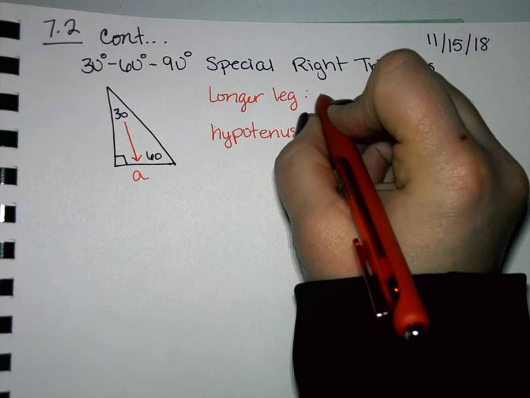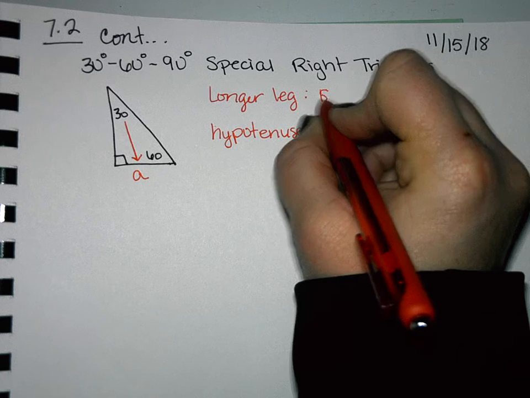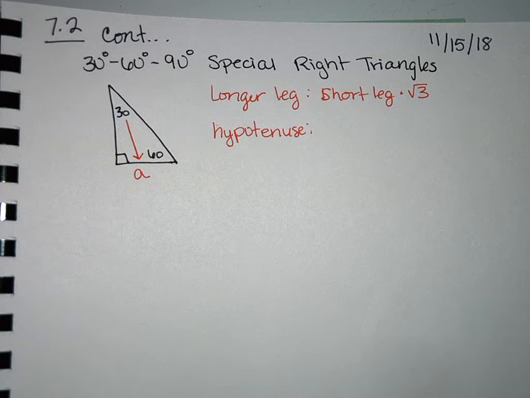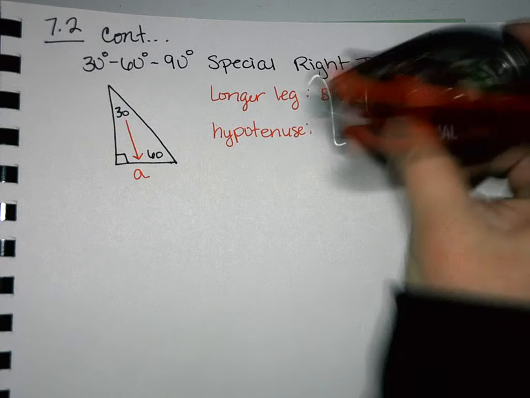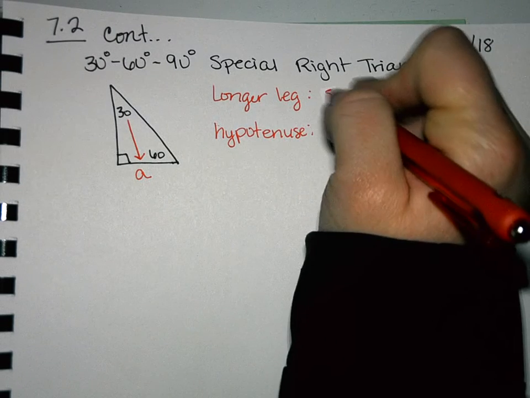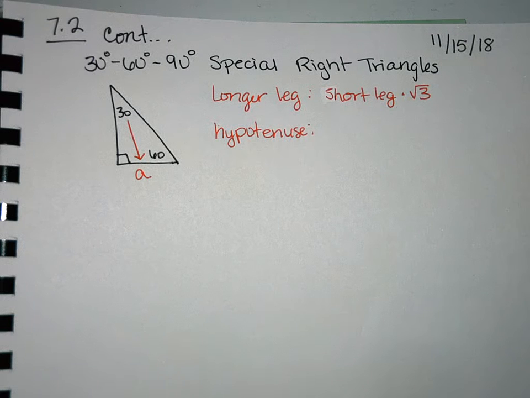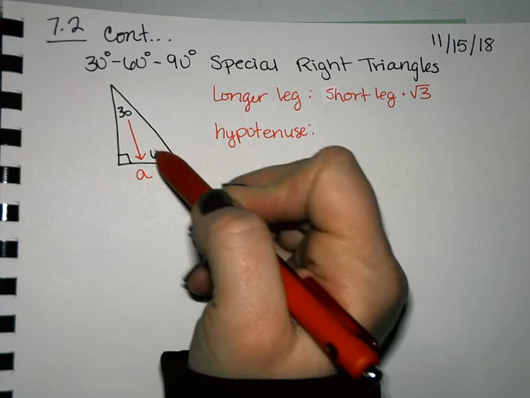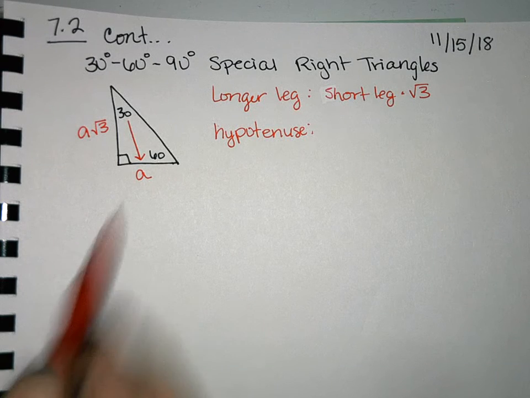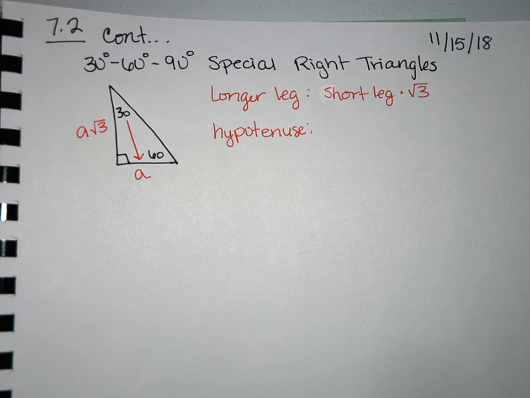The longer leg is going to be the short leg times the square root of 3. No, it's supposed to be an S, and then I accidentally drew a line because I said longer, so I started writing L, but I meant to write S. Okay, so it's the shorter leg times the square root of 3. So what's the longer leg? Across from 60 would be our longer leg, so that would be A root 3. The shorter leg, A, times the square root of 3.